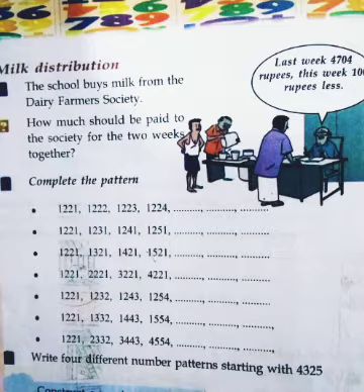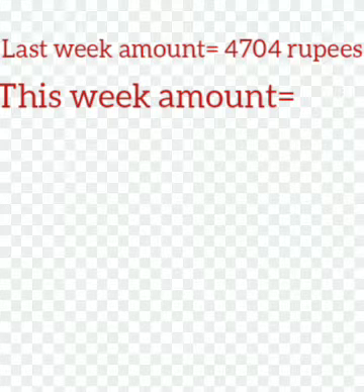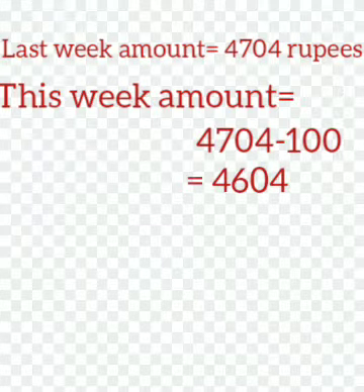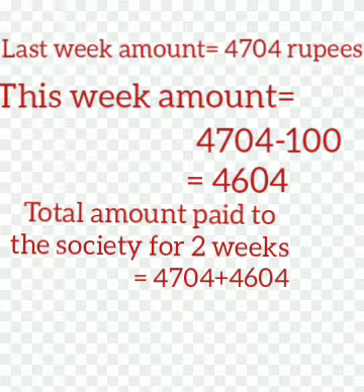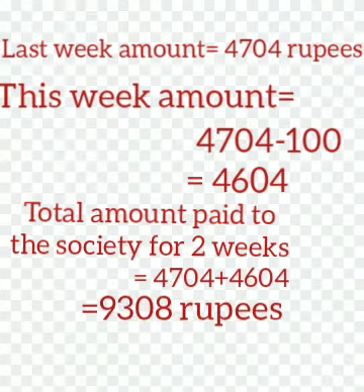What is the last week amount? 4,704. So this week is 100 rupees less than 4,704. What is that amount? How can we find? Yes, 4,704 minus 100. We can do it in mind. What is the answer? Yes, 4,604. Okay, how can we find the total amount? Yes, by adding 4,704 plus 4,604. What is the answer? Yes, 9,308 rupees.